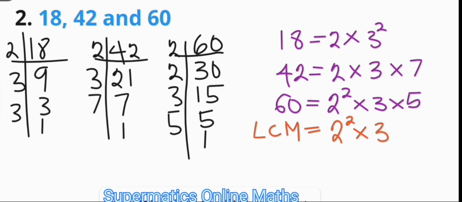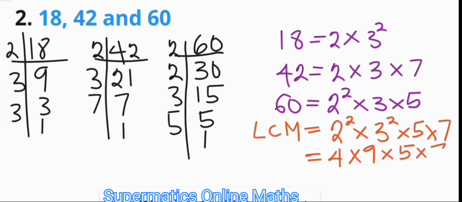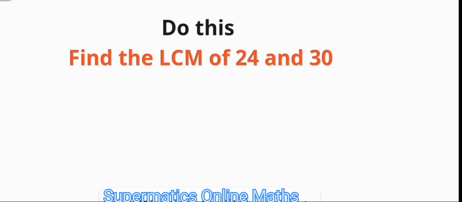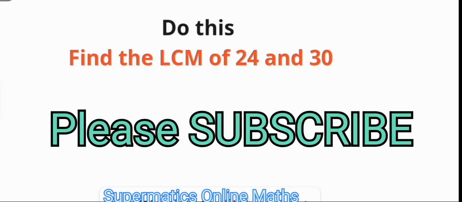Likewise, 3 to the power of 2 is the least that can be divided by the 3's in the factors. Then we have times 5 and times 7. This gives 4 times 9 times 5 times 7. And therefore the LCM of 18, 42, and 60 comes to 1,260 when multiplied. I believe after watching this video, you can find the LCM of 2 numbers and 3 numbers using prime factorization in index form.